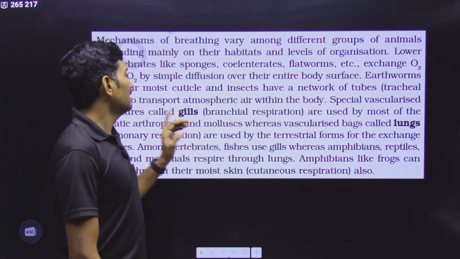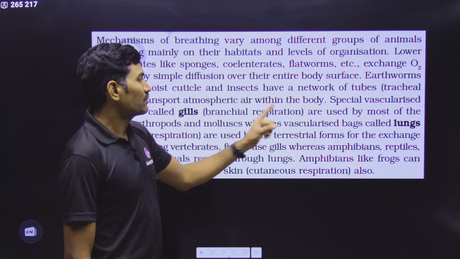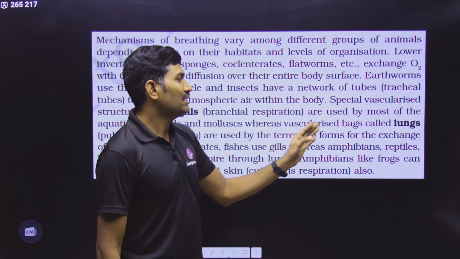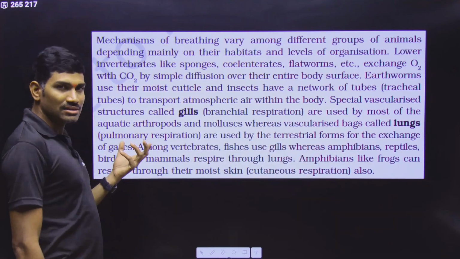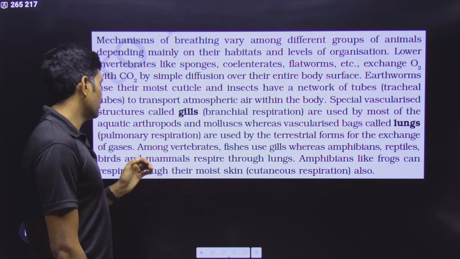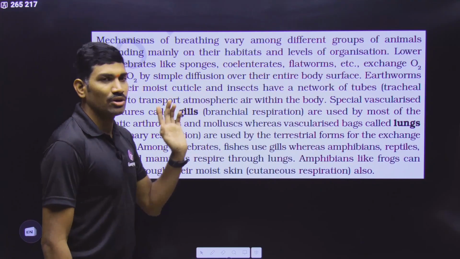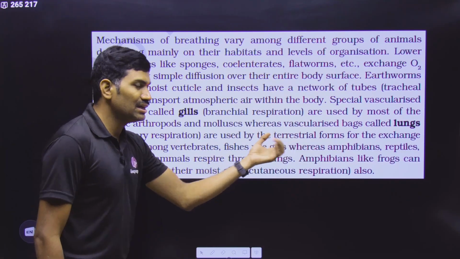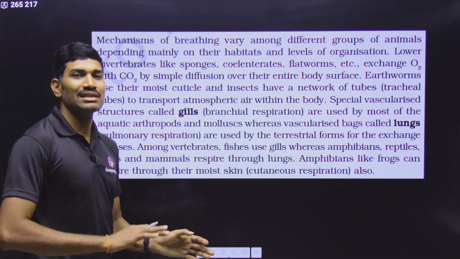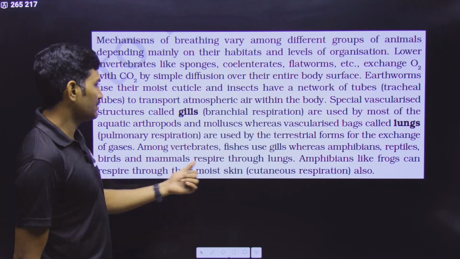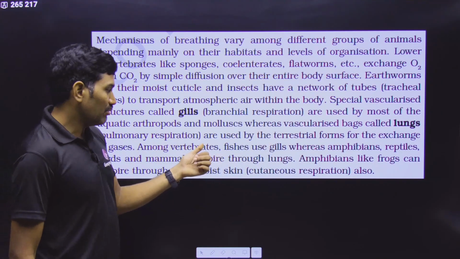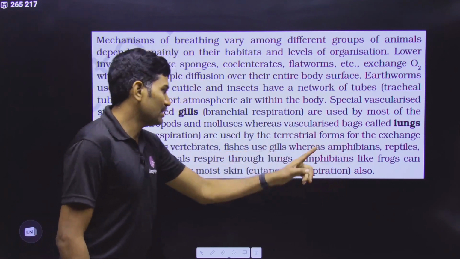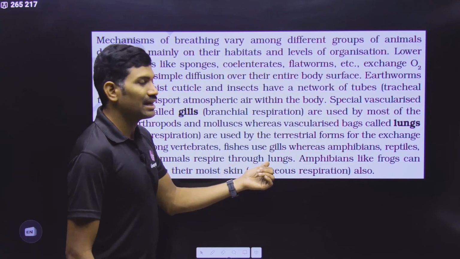So special vascularized structures called gills are used by most of the aquatic arthropods and mollusks, whereas vascularized bags called lungs are used by the terrestrial forms for the exchange of gases. If gills are used, it is branchial respiration. If lungs are used, it is pulmonary respiration. So mostly terrestrial forms use lungs and aquatic forms use gills, in the case of slightly higher organisms. Next one. Among the vertebrates, fishes use gills, whereas amphibians, reptiles, birds, and mammals respire through lungs.